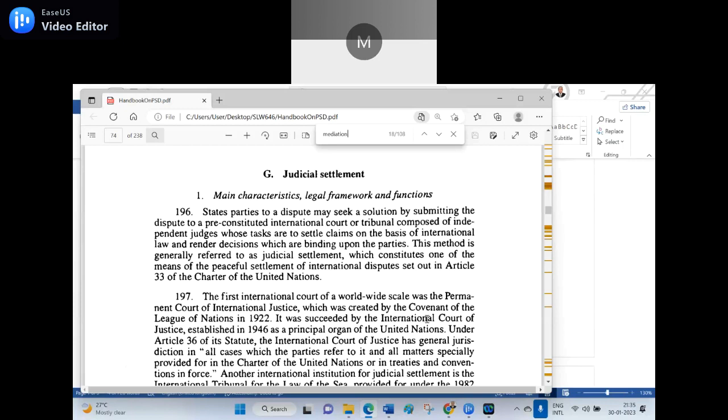A tribunal composed of independent judges, and these judges are independent because we discussed that all the agencies, all the institutions, all the judges have privileges and immunities. So they are independent judges, whose tasks are to settle the claims. How do they settle claims? They settle the claims on the basis of international law and render decisions which are binding upon the parties.